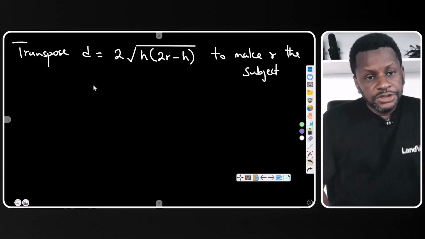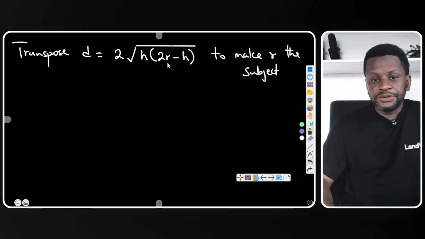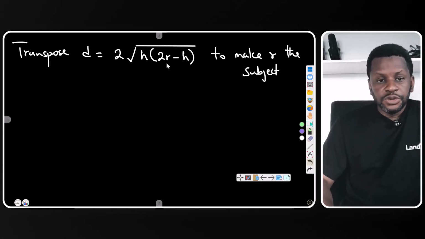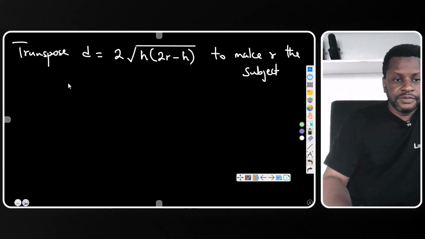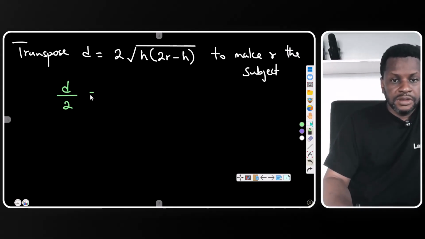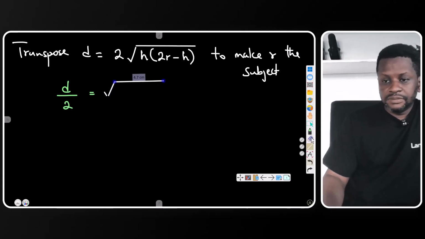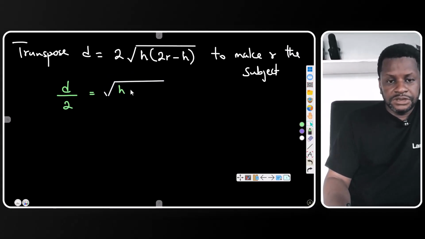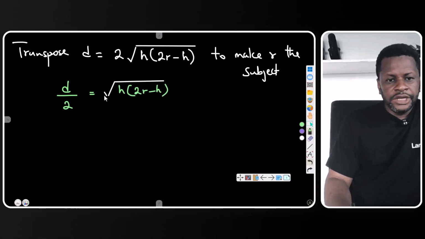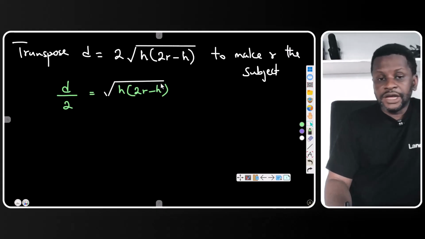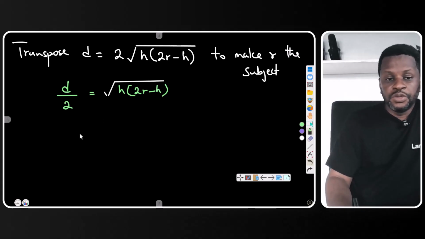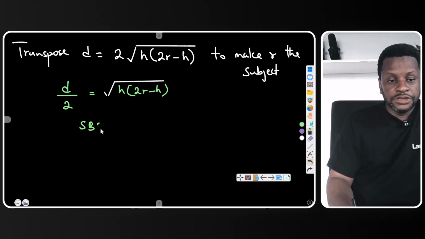So in this question, we need to transpose this formula to make r the subject. The first thing we need to do is divide both sides by 2, and that will give us this, h bracket 2r minus h. Now we need to get the square root out of the way first. So you're going to square both sides, and that way the square root will disappear.